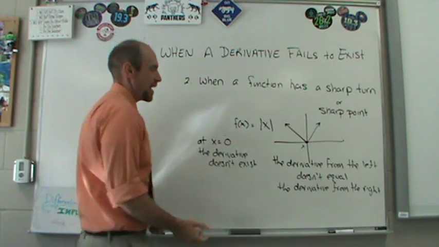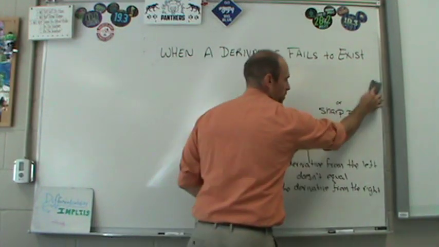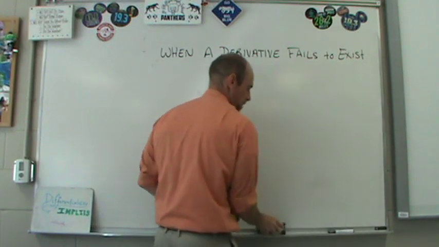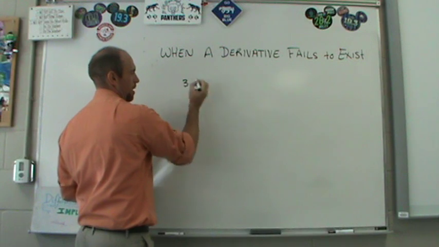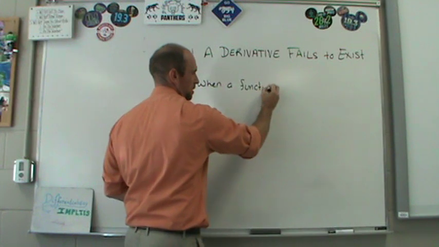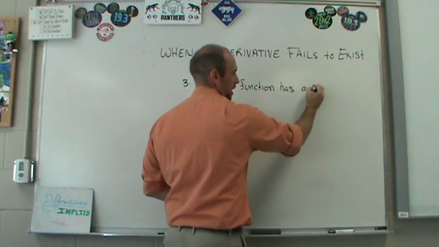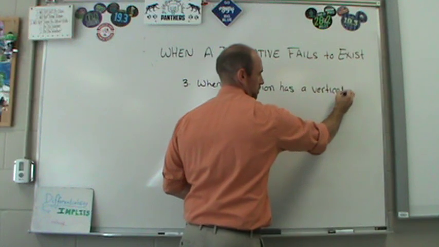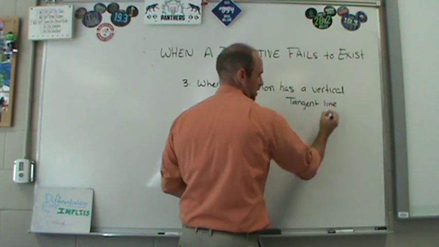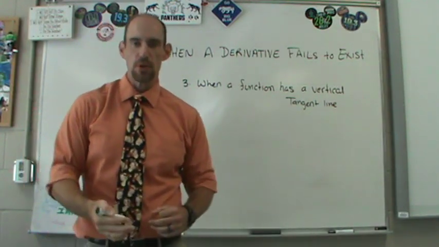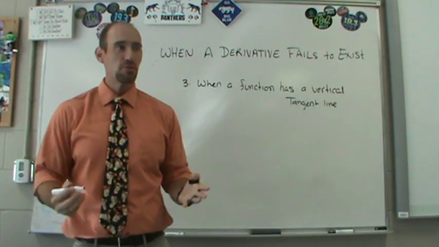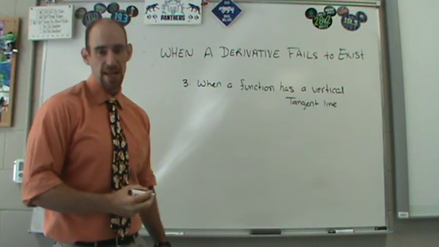All right, and our last reason, number 3, is a little bit harder to spot unless you have a graph or know the function. But it's when a function has a vertical tangent line. All right, well, think about it. What is the slope of a vertical line? It's undefined. The slope of a tangent line is the derivative, so that means the derivative must be undefined if it has a vertical tangent line.